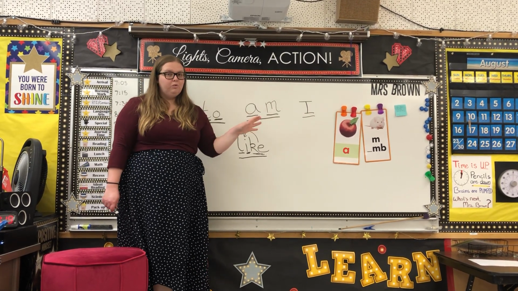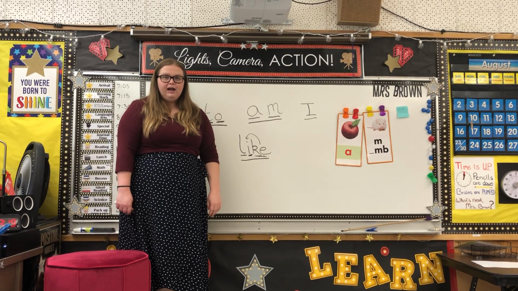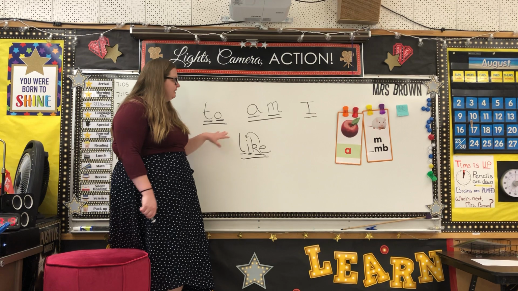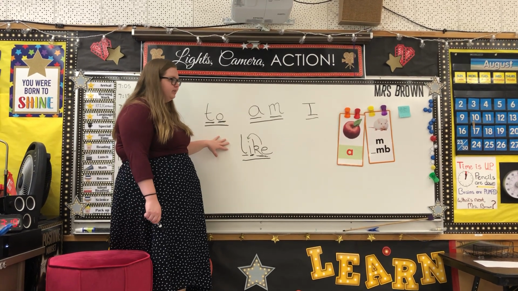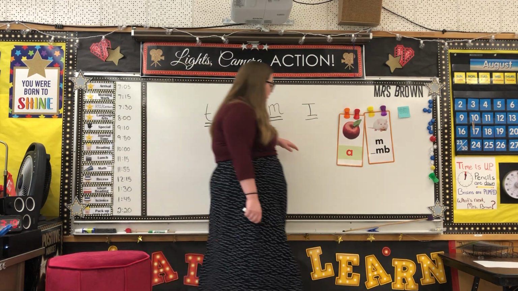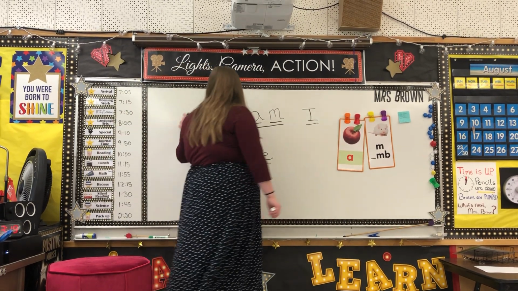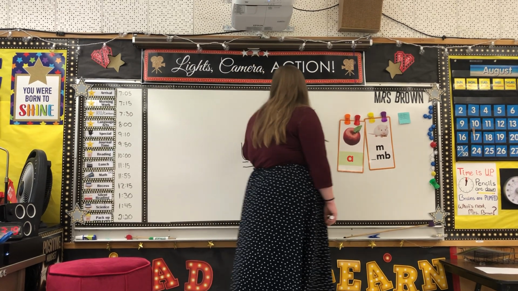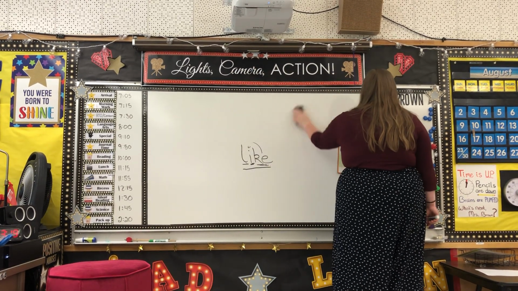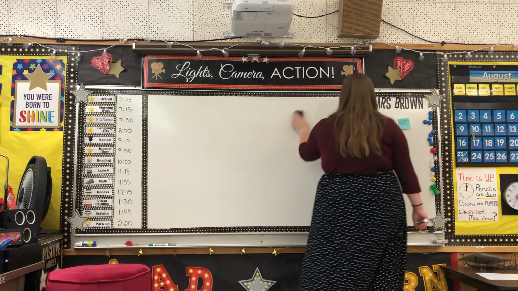So we have to, we have like, we have am, and we have I. So in our writing video, I will be going over how to make sentences using these words, so that you'll be able to make your own sentence. Let me get my eraser because we're going to go over something else now. So we have to, we have am, we have I, we have like.